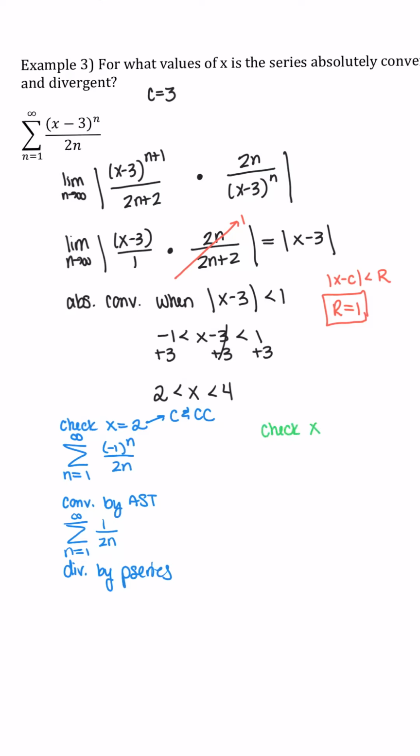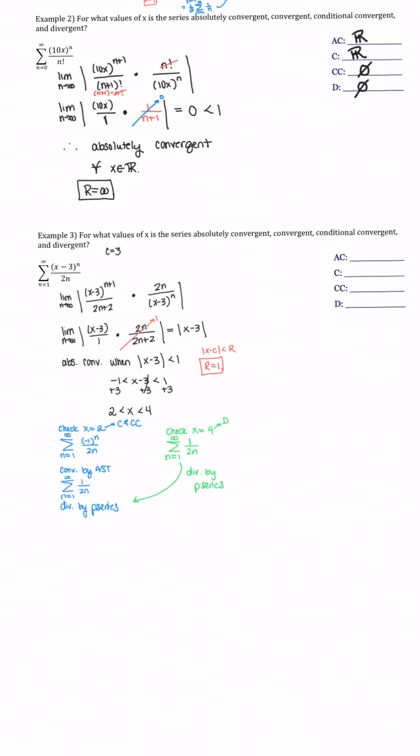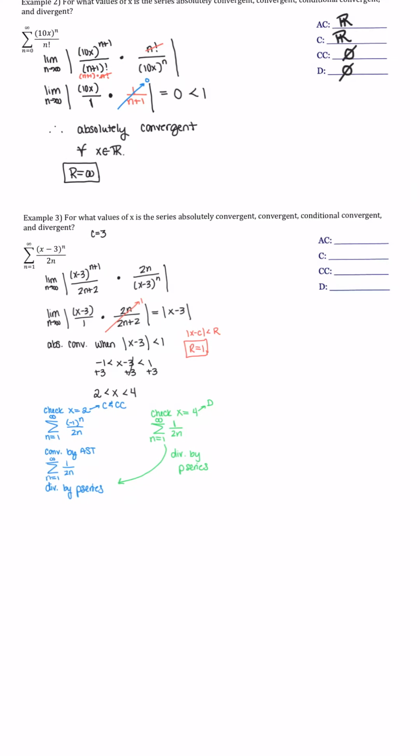Now let's check x equals 4. So here I have the sum from n equals 1 to infinity of 1 to the n, which is just going to be a 1, all over 2n. And here I've done this work already. This is going to diverge by p-series. So therefore, it's just divergent here. And now we can summarize over here. So I have all my work shown.